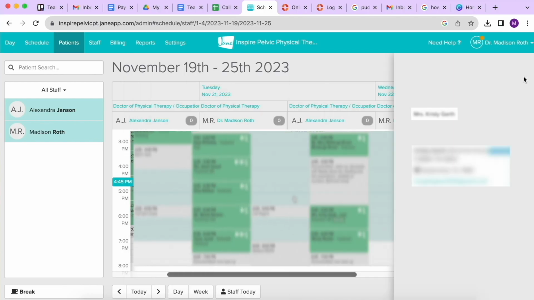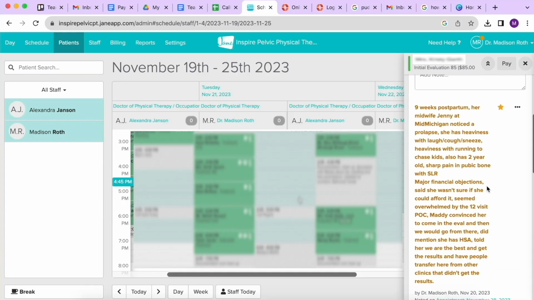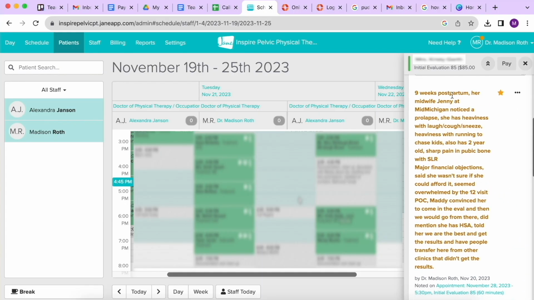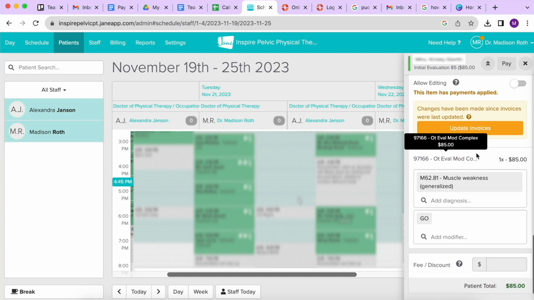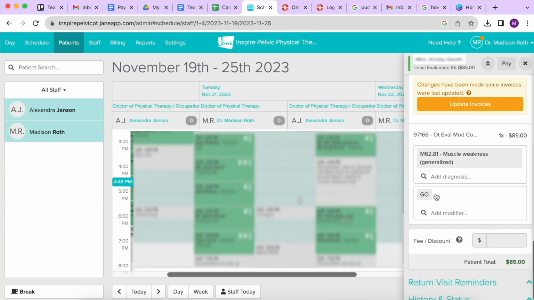For her billing, here are the notes. She just did 1 unit for the eval. She didn't do any treatment. So you can see she put in this code, 97166. Eval is 85. Here's the code, and that's what our evaluations are right now. 85, so that's correct, and that's what she charged the patient.